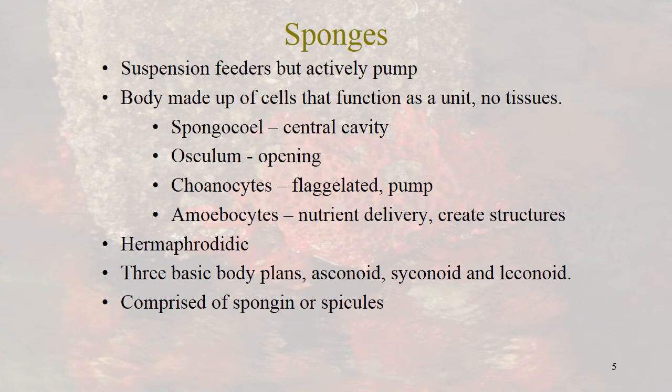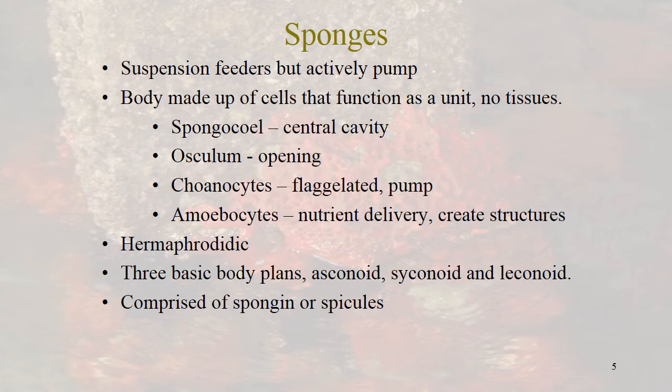Here are some of the anatomical features that we're going to look at in the sponges, and if this seems a little overwhelming, just go ahead and start taking a few notes, and we'll look at each one of these in the subsequent slides. They are suspension feeders, but they actively pump water through them. One of the ways they do that, they have special cells with flagella that whip up a current, and we'll even include a video in this lecture where you can see them pumping. Again, it's part of their evolutionary significance. Their body is made up of cells functioning as a unit, but no true tissues. And again, they're the only animals that do this.